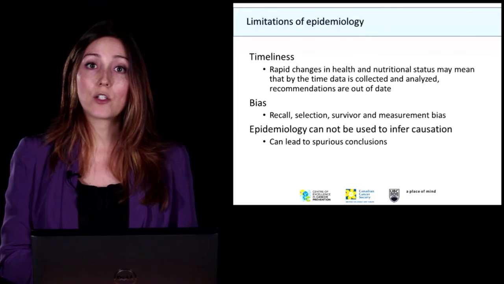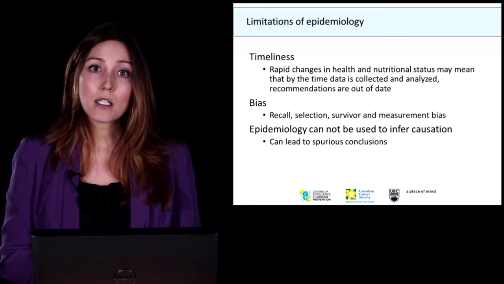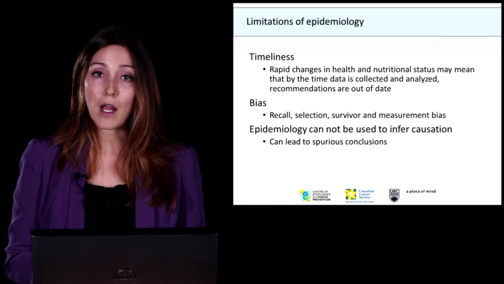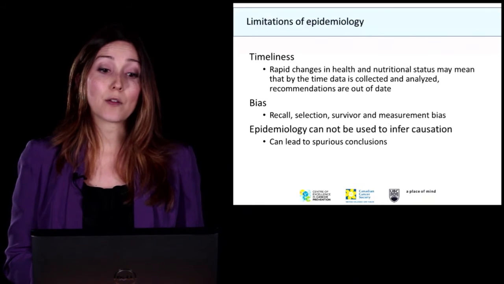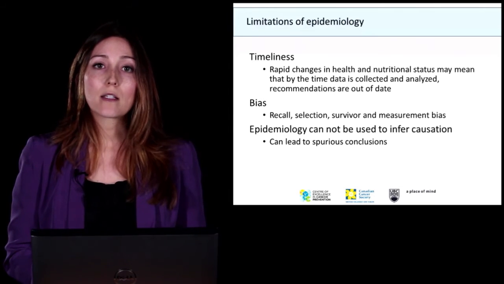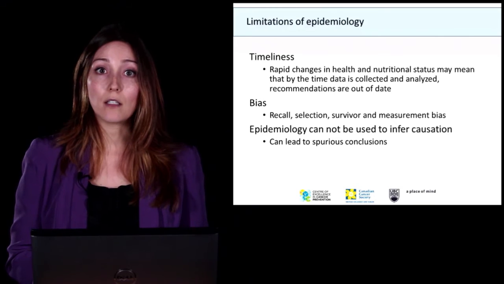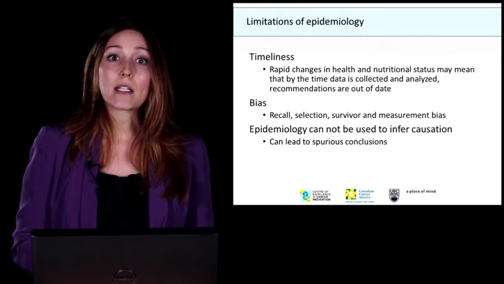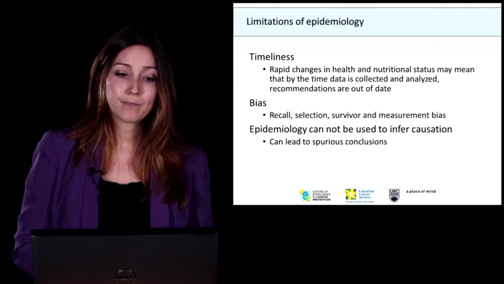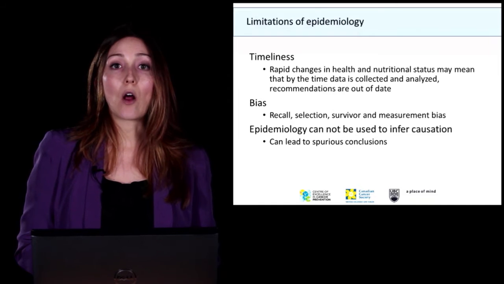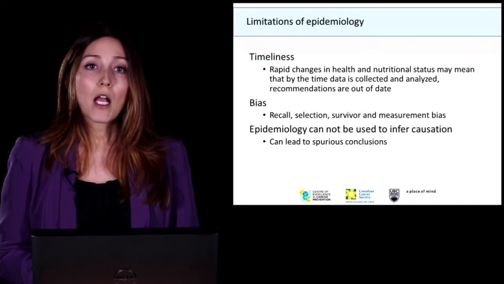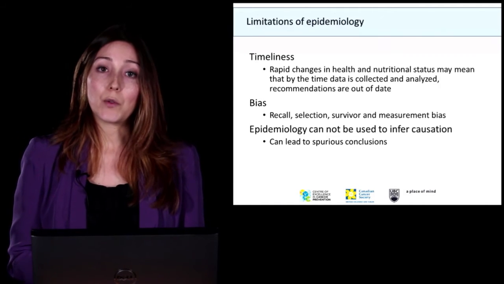As well, epidemiology studies can be prone to bias, so recall bias, as well as patient selection bias, survivor bias, because individuals have to survive long enough to be included in health outcomes, as well as measurement bias. So because sample sizes tend to be quite large, oftentimes you're limited to self-reported intakes rather than biological or biochemical measures. And importantly, epidemiology cannot be used to infer causation. So epidemiology looks at associations, and this can potentially lead to spurious conclusions.